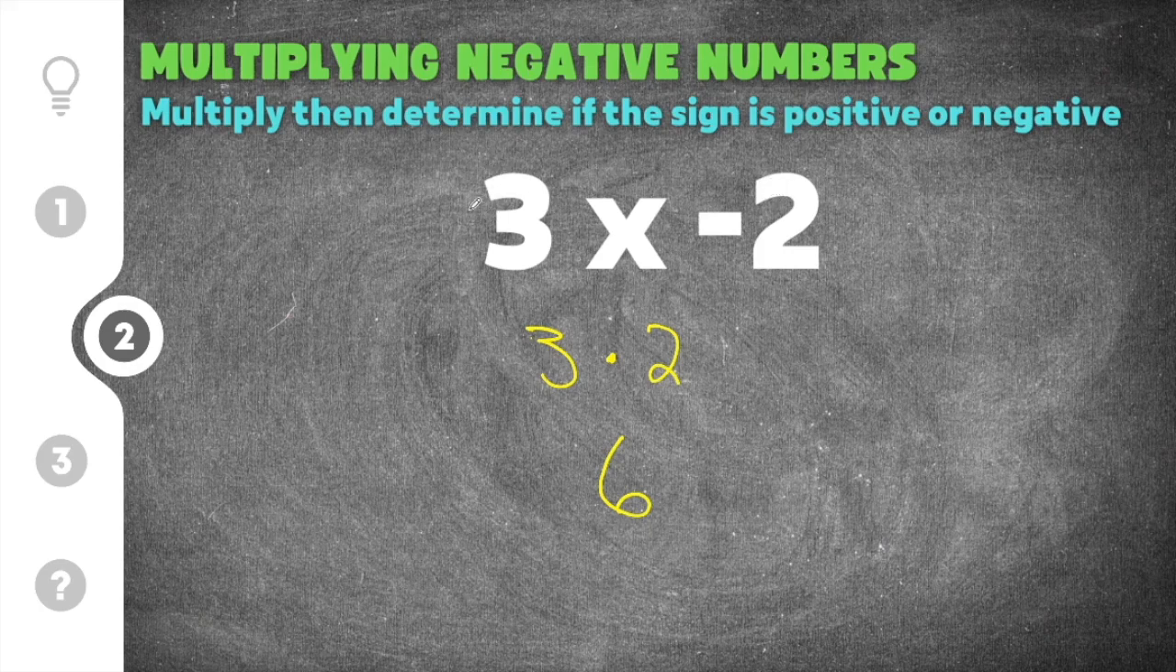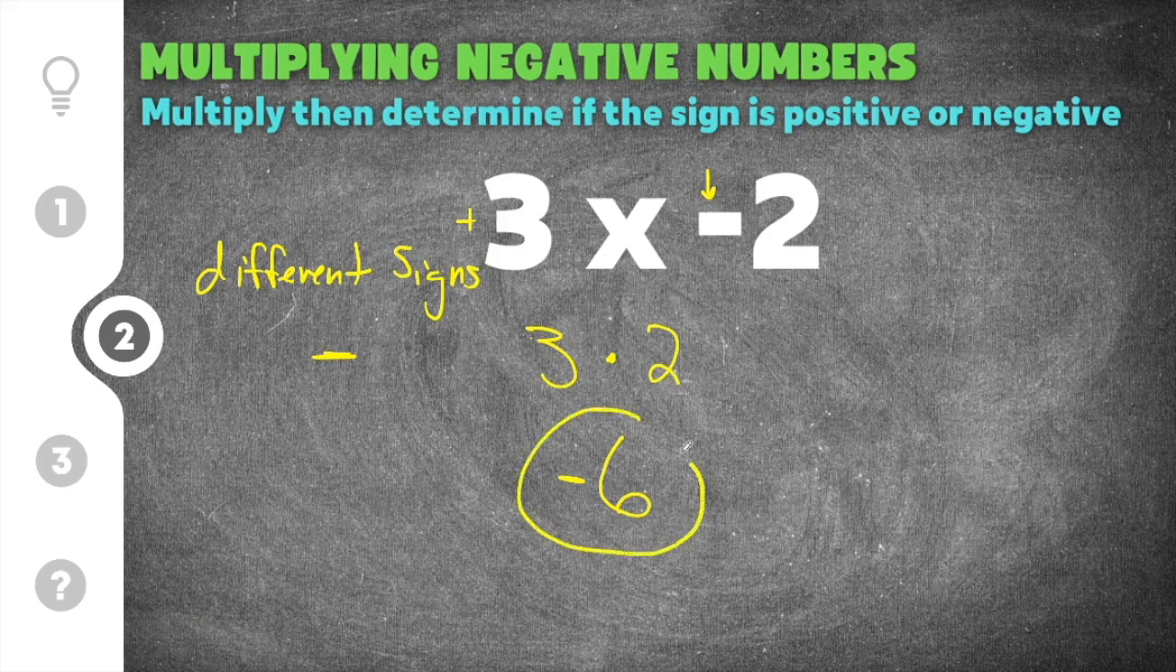In this case, this 3 is positive and this 2 is negative. That means they have different signs. And because they have different signs, that means that your answer is going to be negative. This 6 here is going to be a -6 for your answer. So 3 times -2 is -6 because the 3 and the 2 have different signs. One is positive and one is negative.